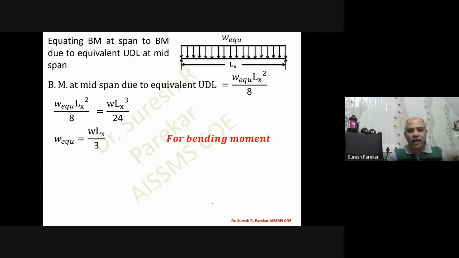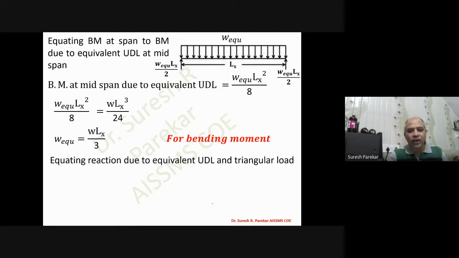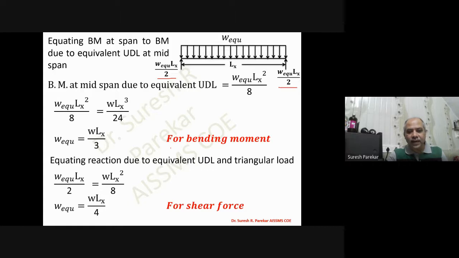And for shear, we have to equate the reaction of triangular load and the reaction of equivalent load. So for triangular load we have WLx square by 8, and from this equivalent load we are going to get W equivalent Lx by 2. You can see this on the figure, because it is symmetrical, so half of the load transfers on both sides, and from this we will get W equivalent as WLx by 4 for shear force.